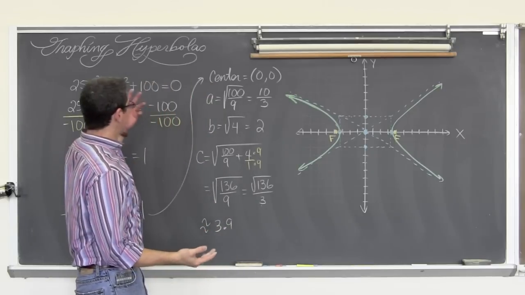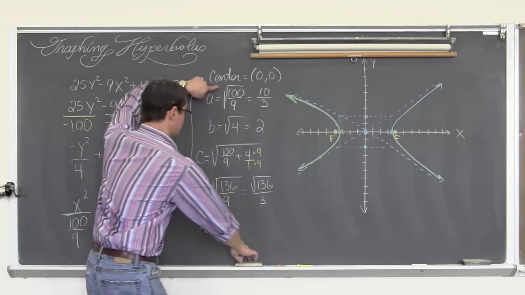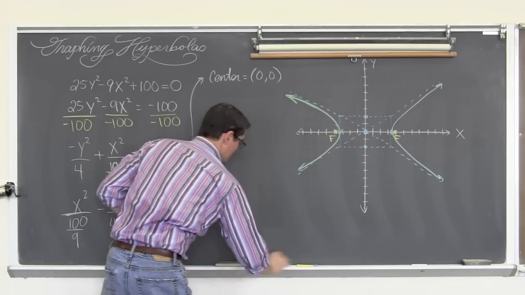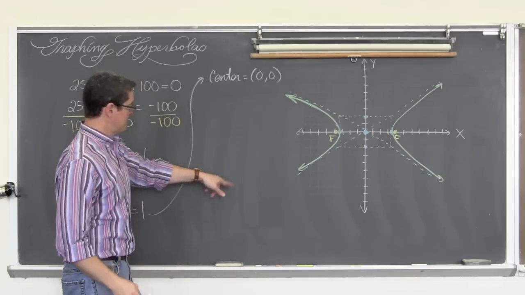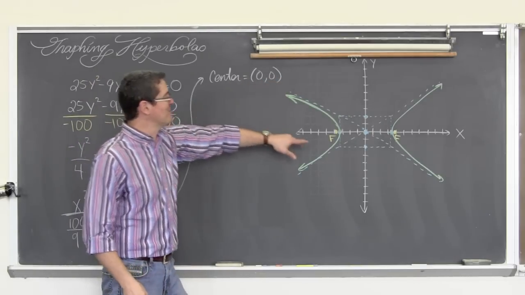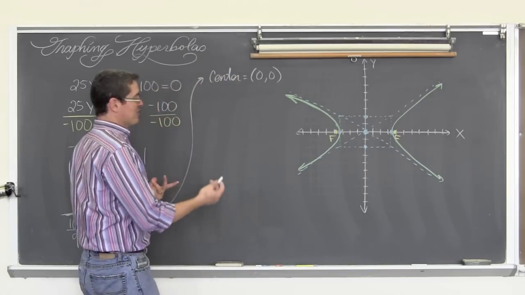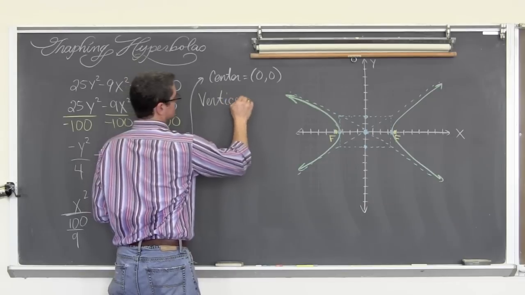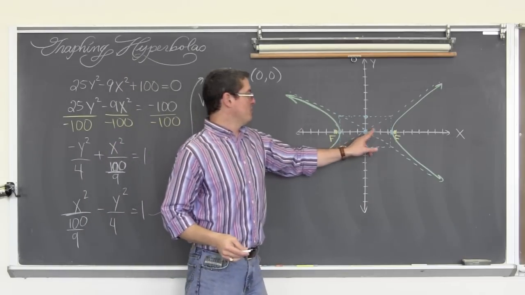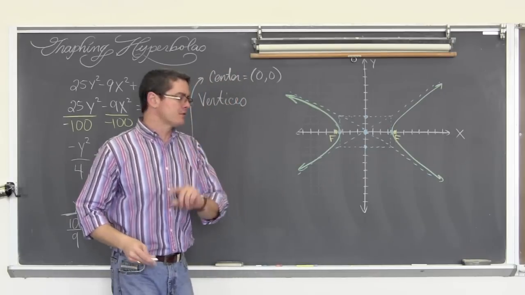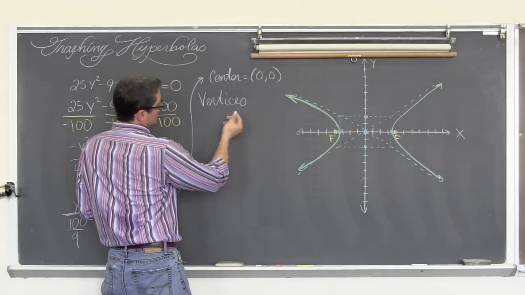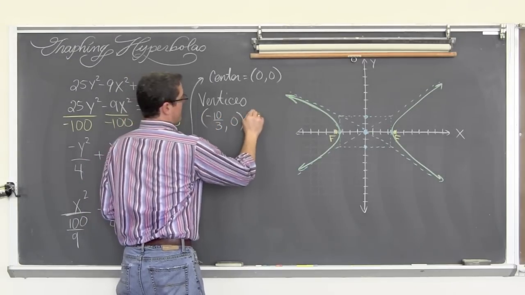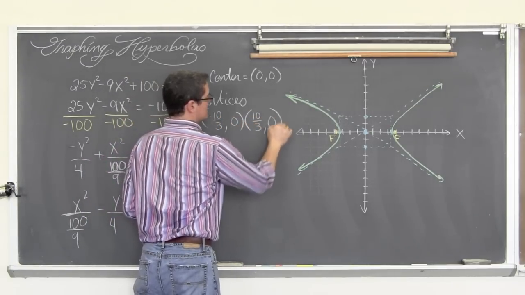We already have the center. Let's get this out of the way. We have the center of 0, 0. We have vertices: from the center we moved left and right 10 over 3. So our vertices are negative 10 over 3, 0, and positive 10 over 3, 0.